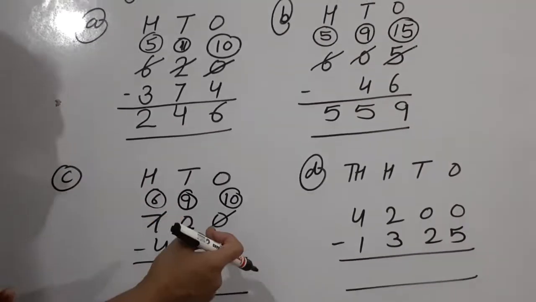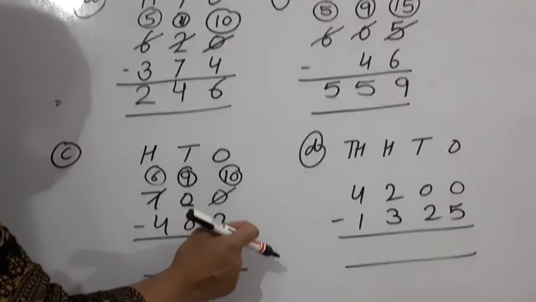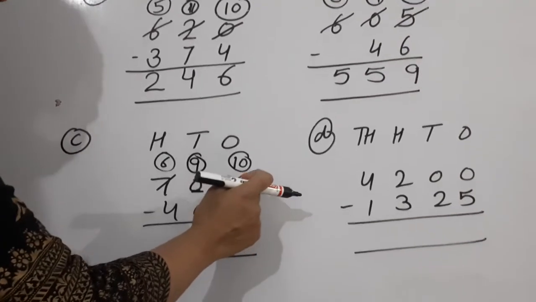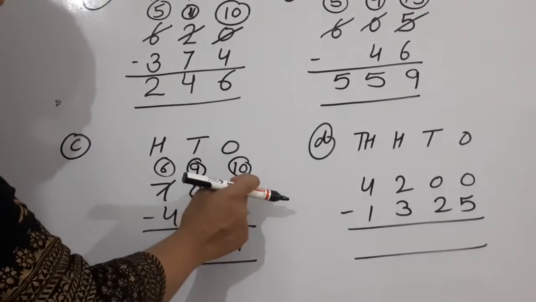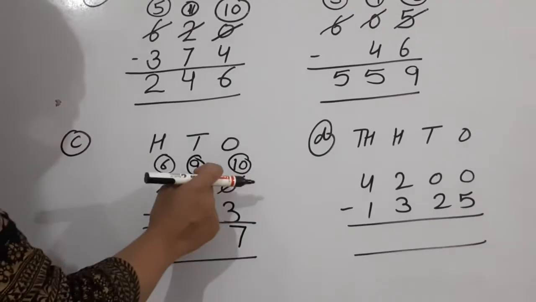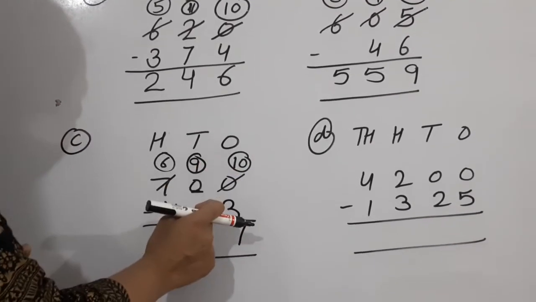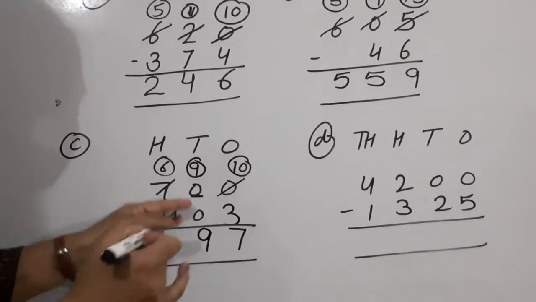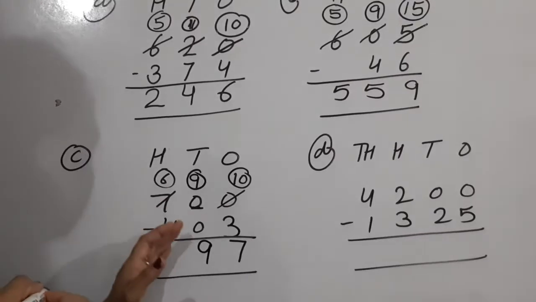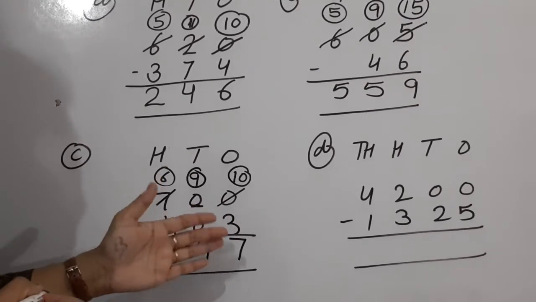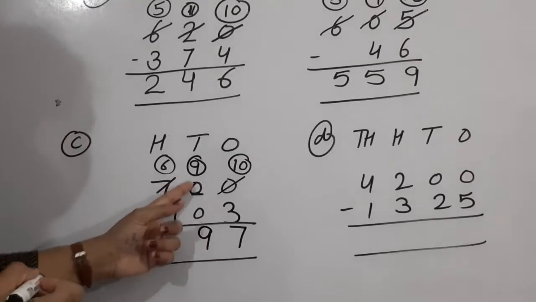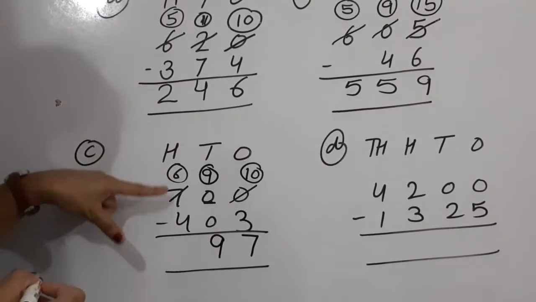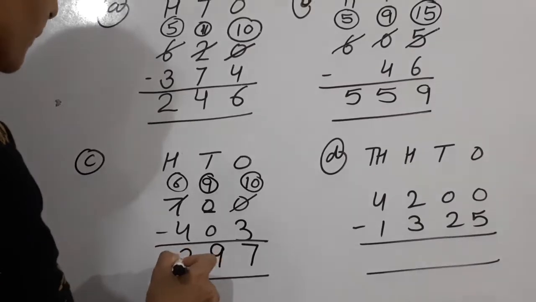Now 10 minus 3 equals 7. Here there are 10 ones and 3 ones, so 10 minus 3 equals 7. Now there is 9 and there is 0, so we write 9 minus 0 equals 9. When we subtract 0 from any number, we get the number itself. There is 9. Now here is 6, here is 4. 6 minus 4 equals 2.